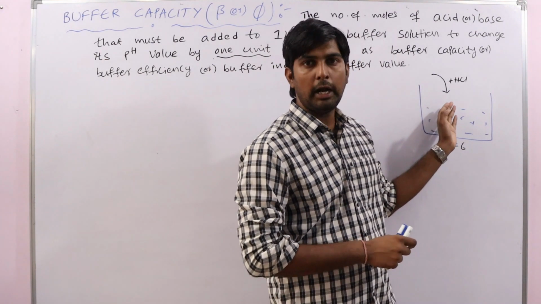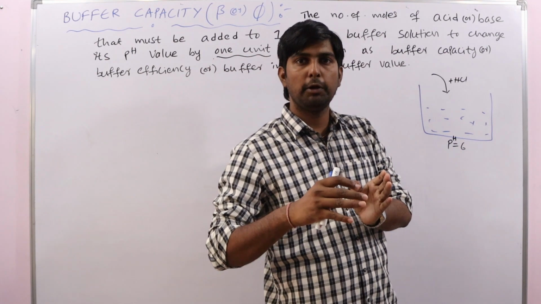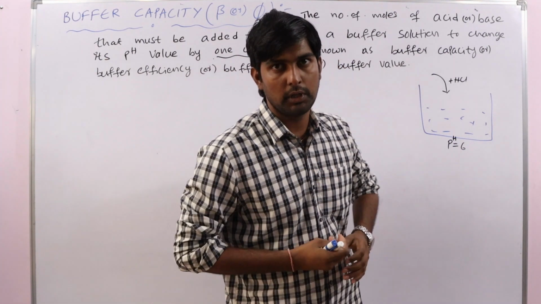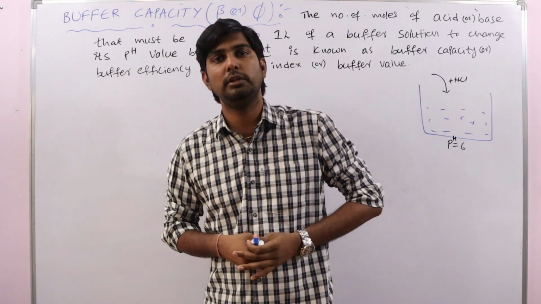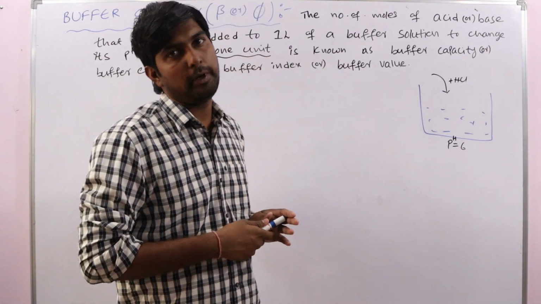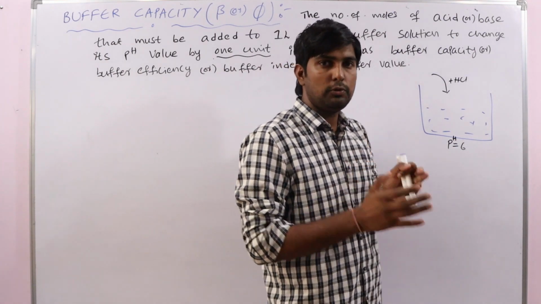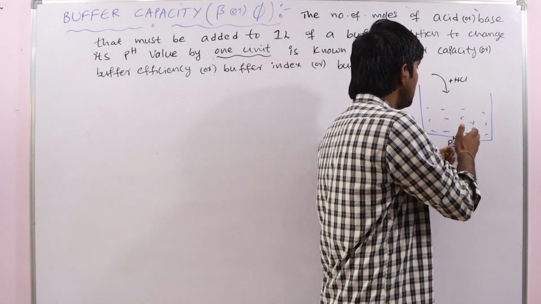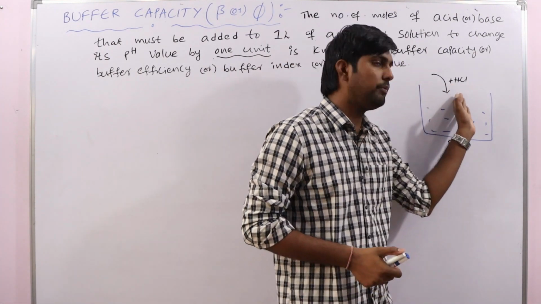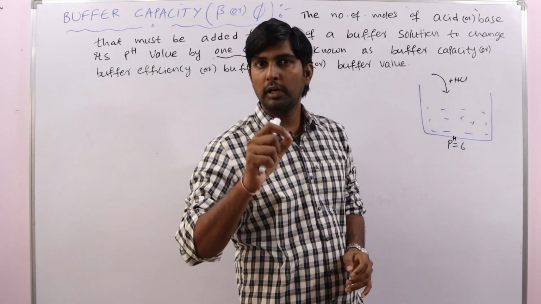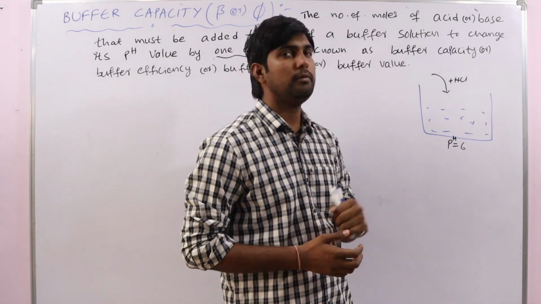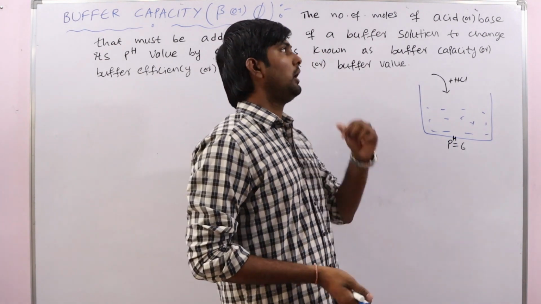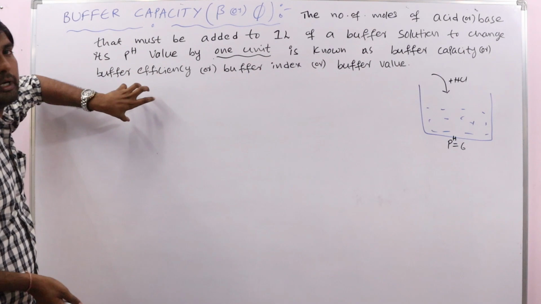But we keep adding 2 moles, 3 moles, 4 moles, 5 moles. After adding some moles, immediately there is a large change in the pH. That means a considerable change in the pH takes place. So up to some limit only it will resist the change in pH by the addition of acid or base. When that limit is crossed, immediately its pH will change. That is given by the buffer capacity.